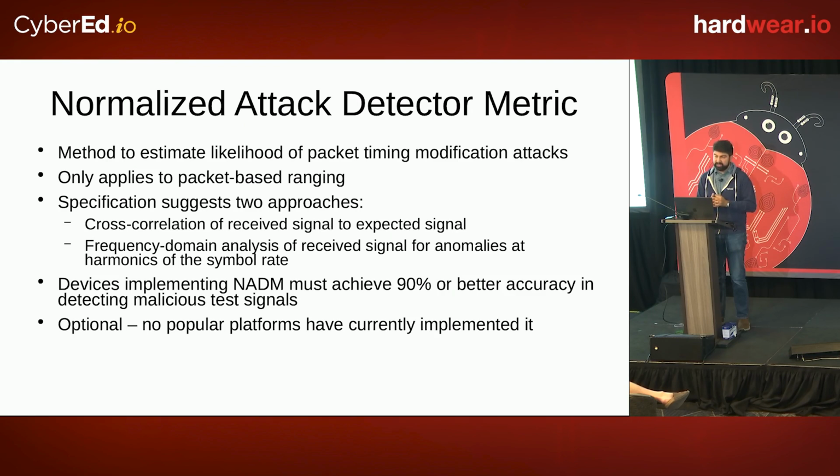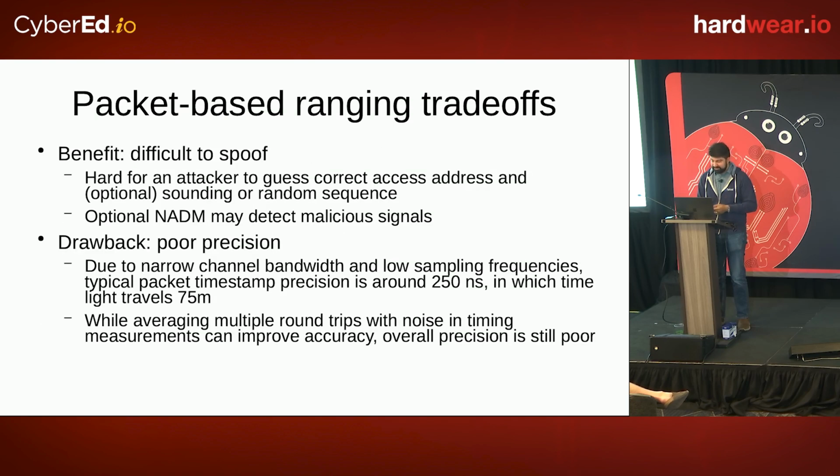Another thing it suggests doing is performing frequency domain analysis of the received raw signal and looking for anomalous peaks at harmonics of the symbol rate that are also typically associated with these early detect, late commit attacks. And the spec says that for a device to be implementing NADM, it needs to achieve 90% or better reliability in detecting certain predefined test cases. Now, it's important to note that NADM is an optional feature, and having looked at a bunch of popular implementations today, nobody implemented it. So it's kind of moot right now, and I can't really analyze its effectiveness if there are no implementations for me to actually look at.